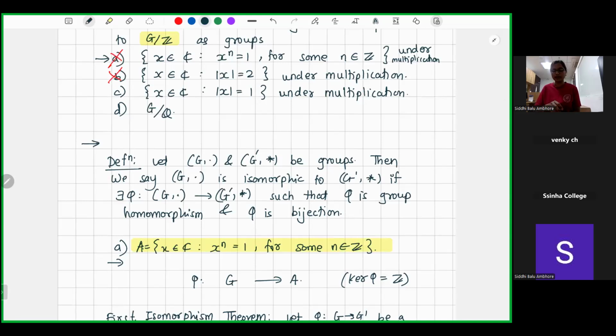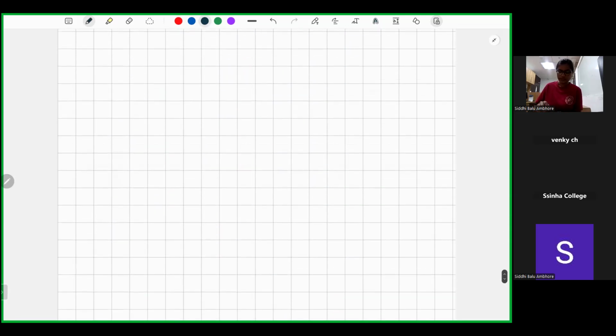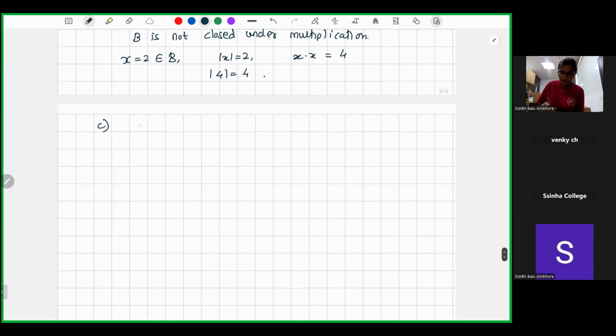Now the third part. C is again under multiplication. Now this C is all those X in C such that mod X is equal to 1, under multiplication. Do you think this will give me the required group which is isomorphic to G quotient Z? So what do you think?